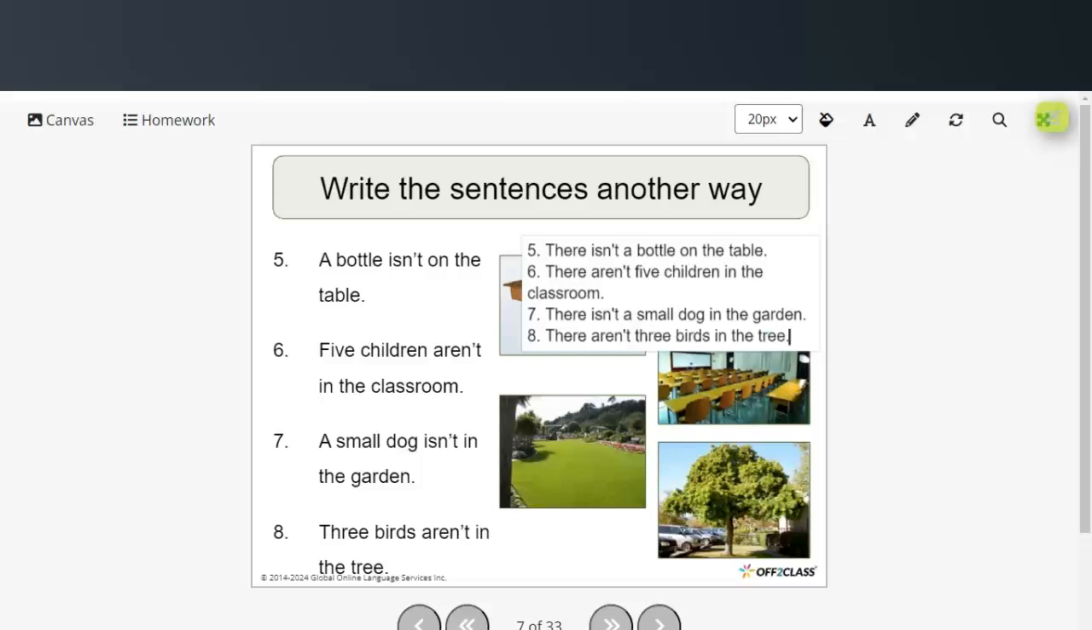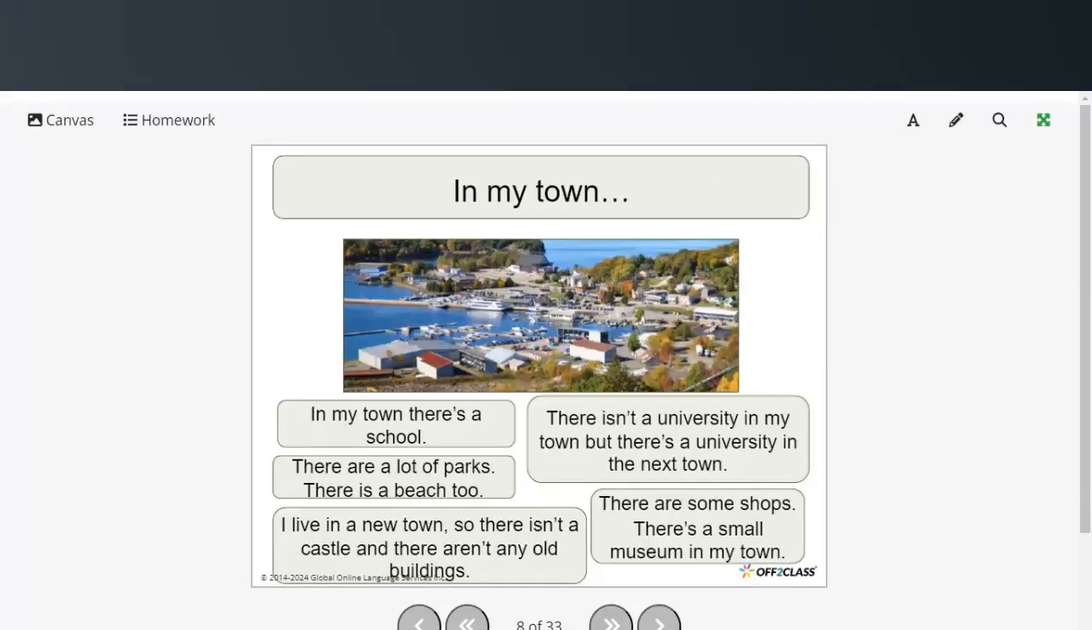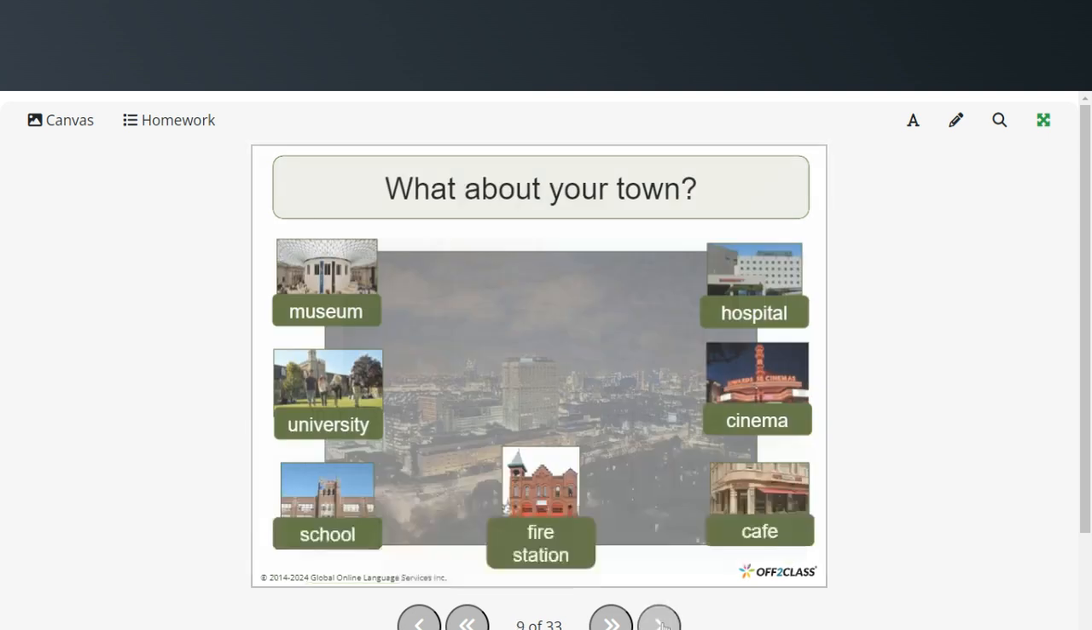So in my town, there's a school. There are a lot of parks. There's a beach too. I live in a new town, so there isn't a castle and there aren't any old buildings. There isn't a university in my town, but there's a university in the next town. There are some shops. There's a small museum in my town.